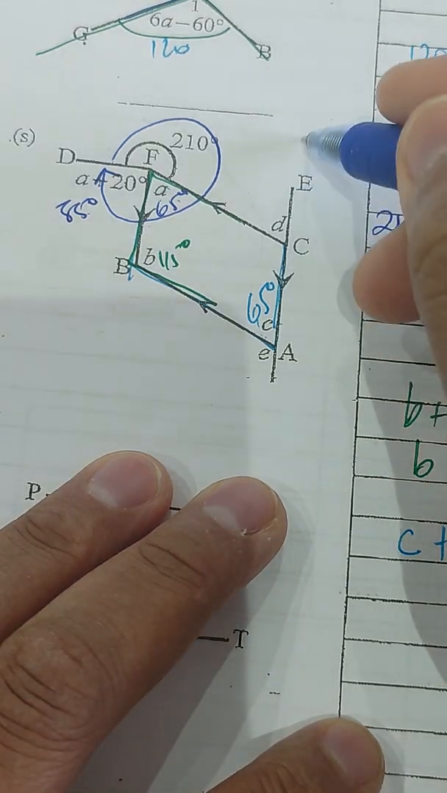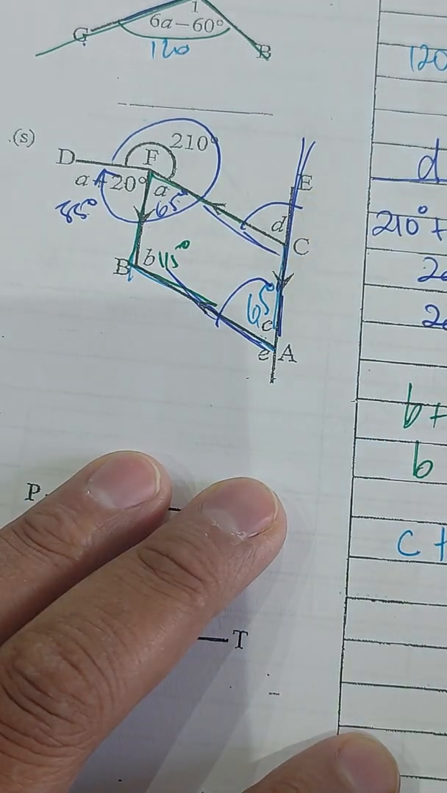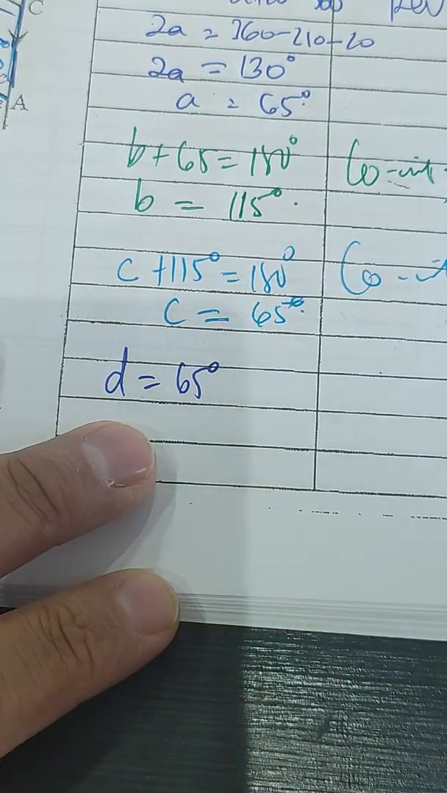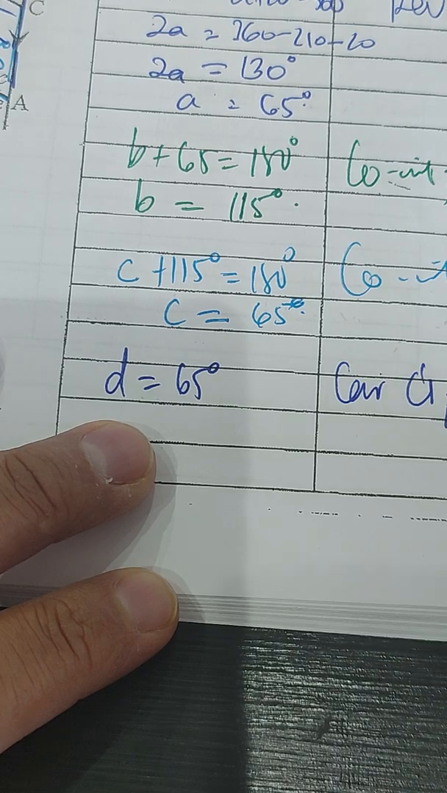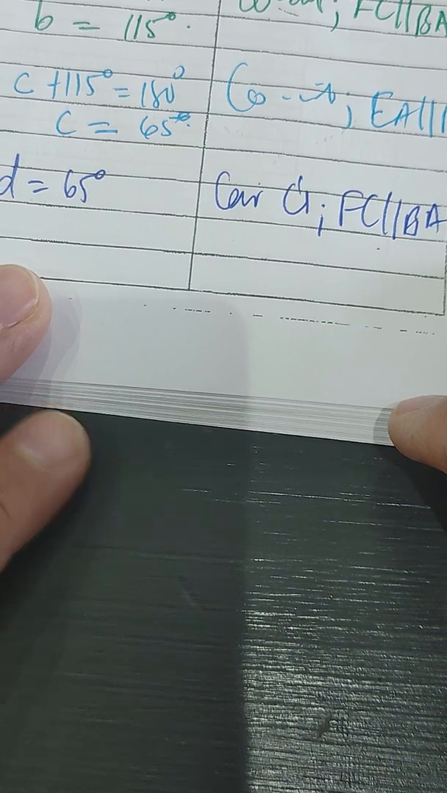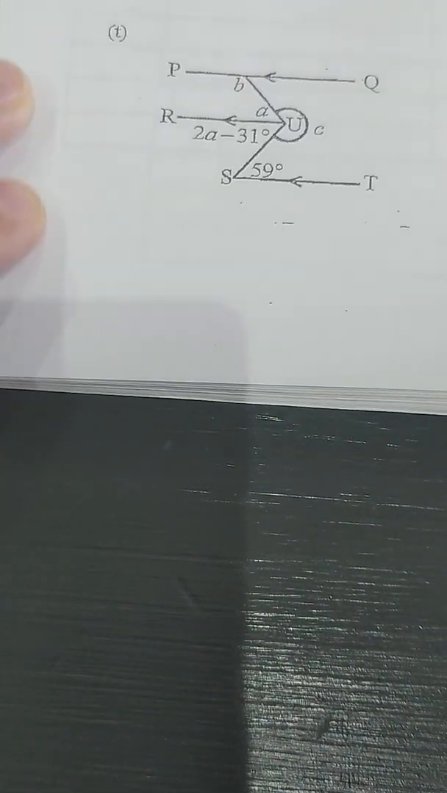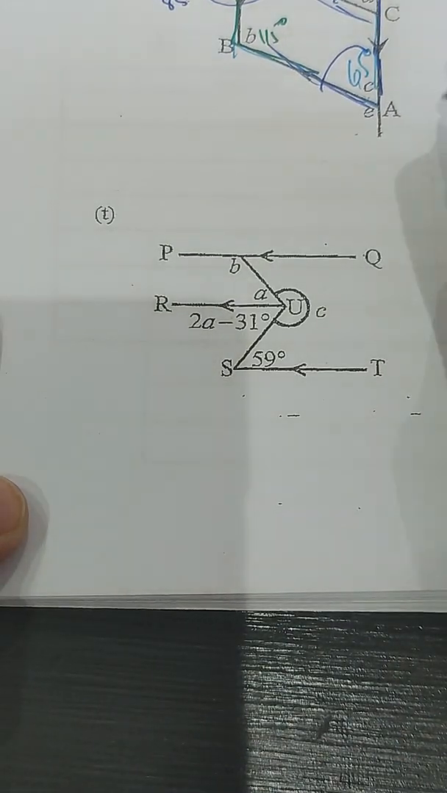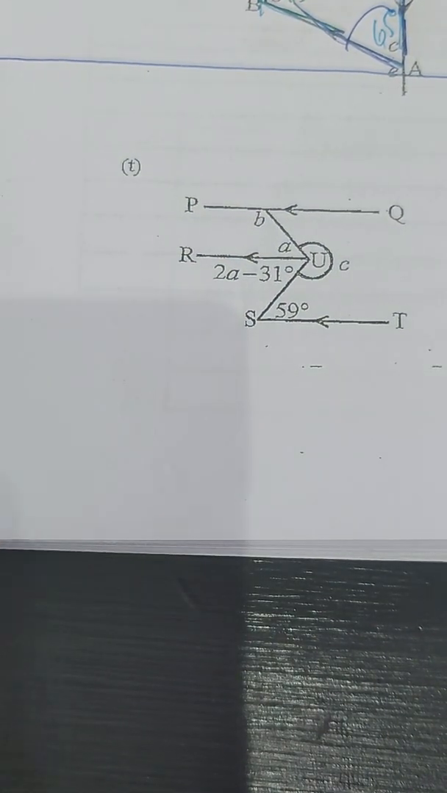So now, you see the F being formed here. That angle is corresponding to that angle. So D is equal to 65. Corresponding angles with FC being parallel to BA. Okay, that's a good one. Again, with this one, we don't have space within the answer book, so we'll just improvise and do it there.